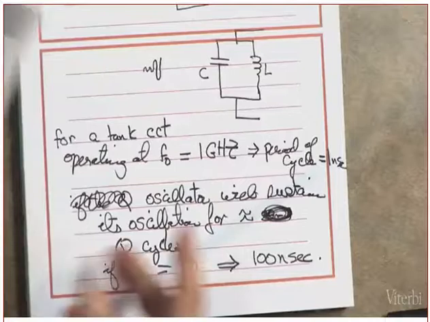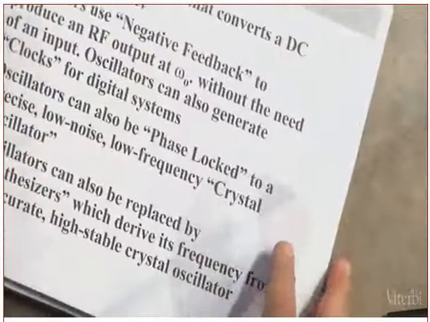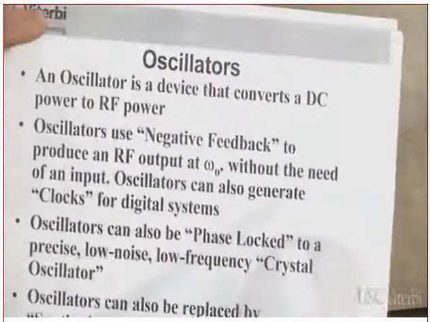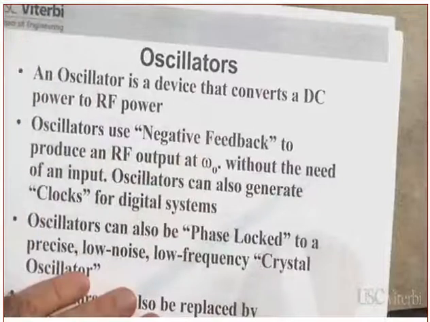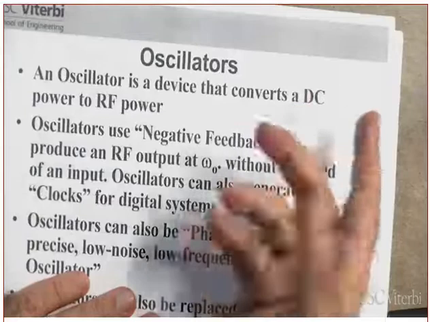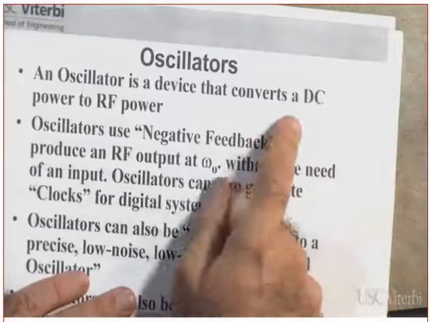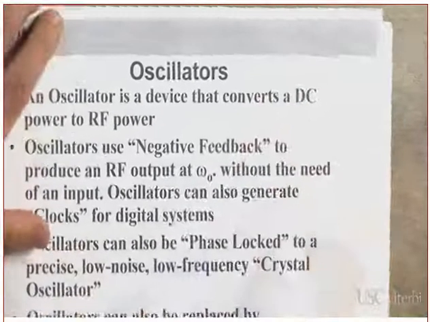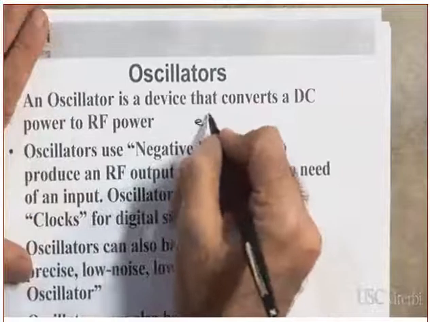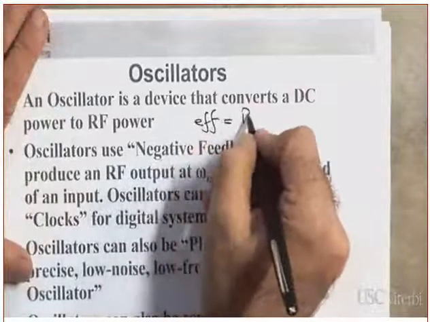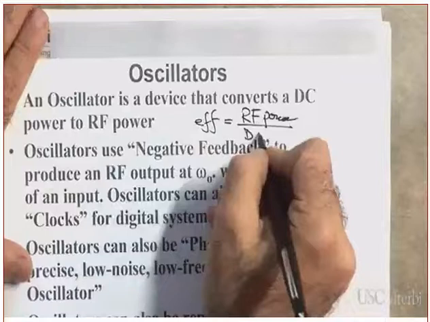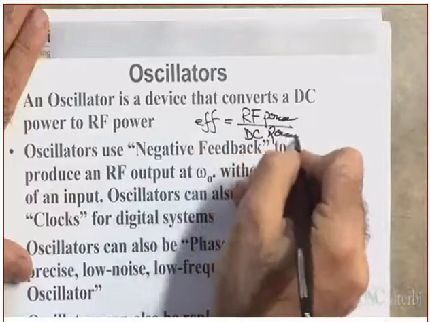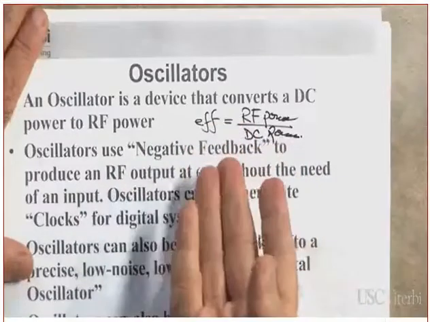Okay, so I will get to the detail in just a second. The oscillator is a device. There is no input. Now, if there is no input, where is the output? Where is the power at the output coming from? The power at the output must be coming from a DC. Do you understand that or not? By the way, let's see if you remember this definition. Efficiency is equal to RF power over DC power.